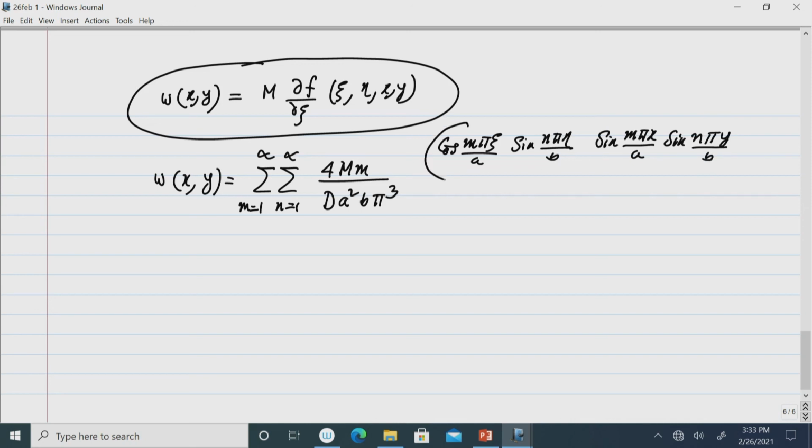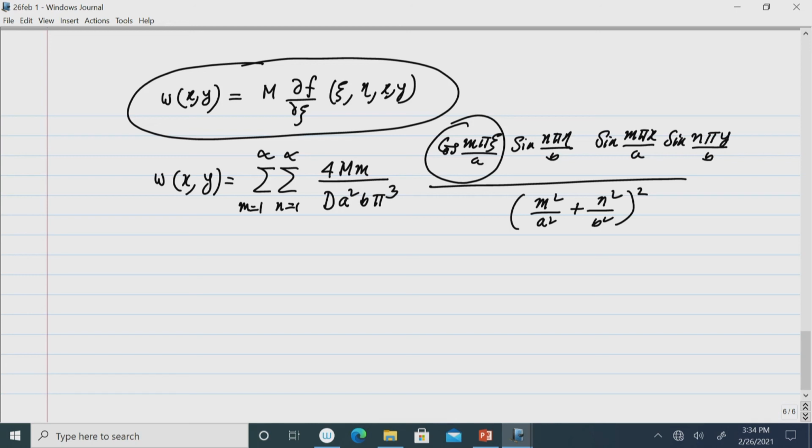So, due to differentiation, this function, earlier it was sin(m pi xi by a), is changed to cos, and the coefficient that comes out of the differentiation is multiplied with the coefficient existing in this expression. Then the other important parameter, the wave number square, was also existing in this. So, this is the full expression for the deflected surface of the plate subjected to a concentrated moment at location xi and eta.